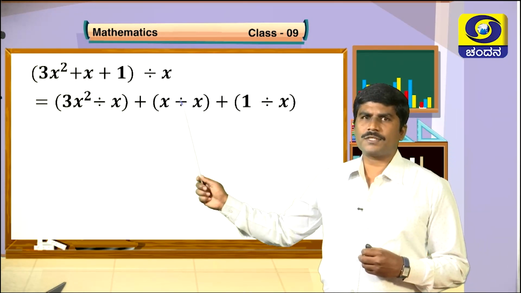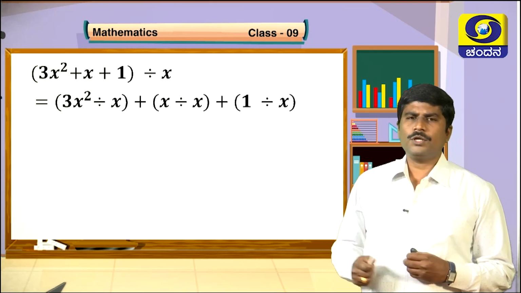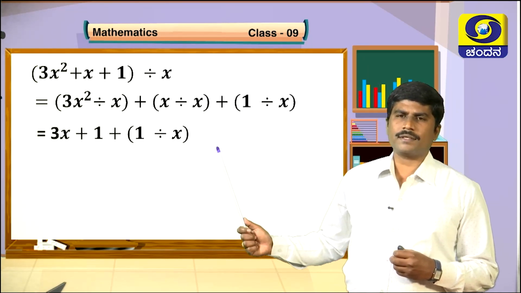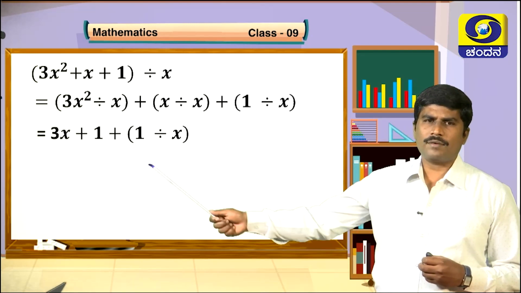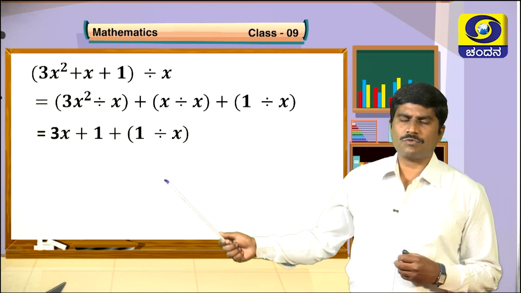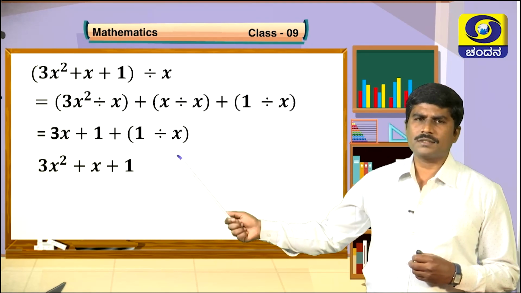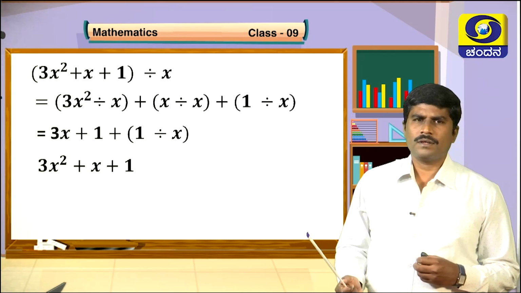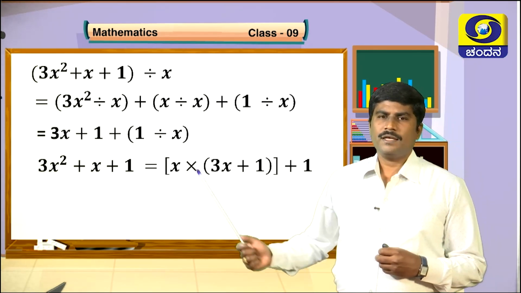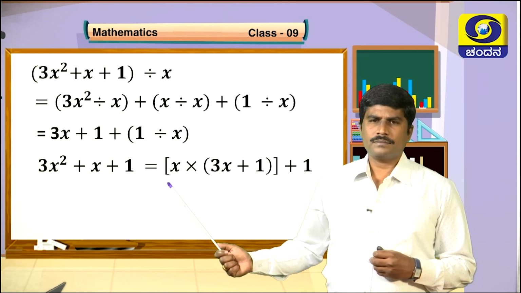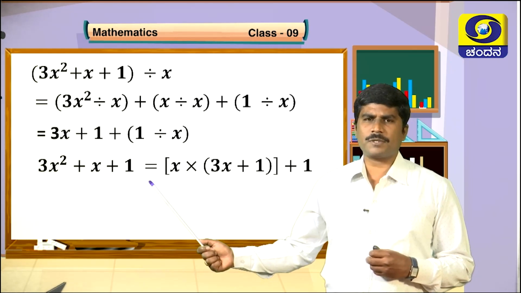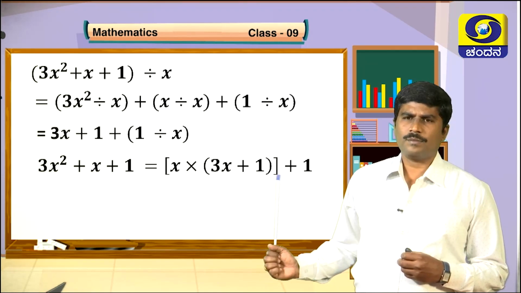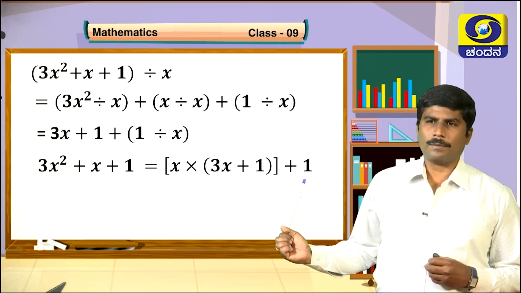3x square plus x plus 1 divided by x. Individually I have divided 3x square by x, x by x, and 1 by x. So I have written 3x plus 1, and 1 divided by x, because it is not divisible. If you take out x as a factor from 3x square plus x plus 1, you get 3x plus 1, and the remainder is 1.